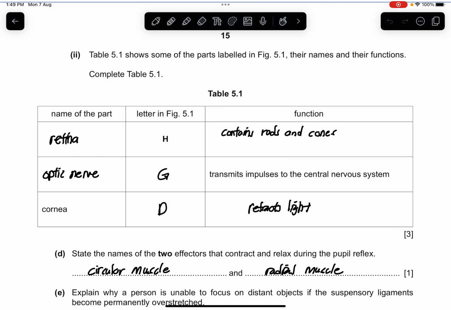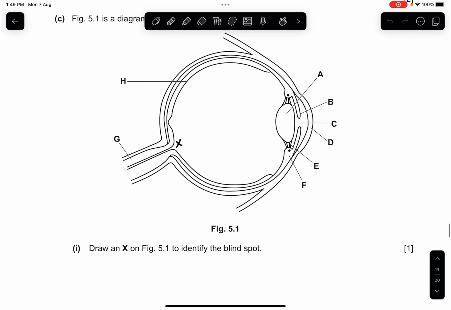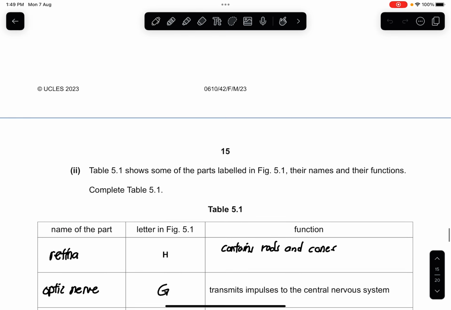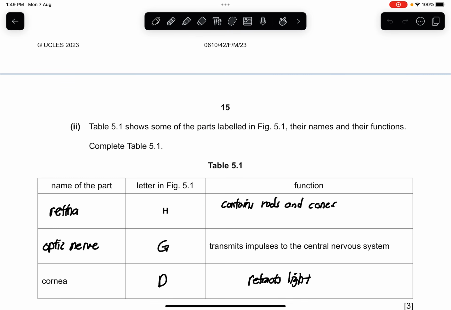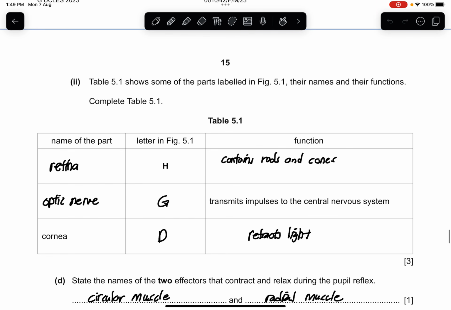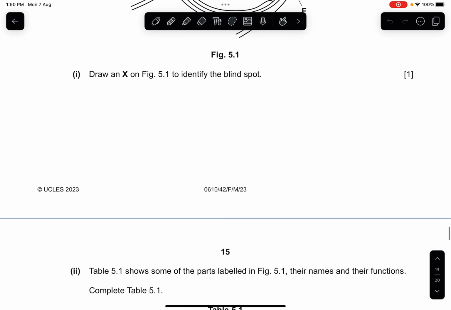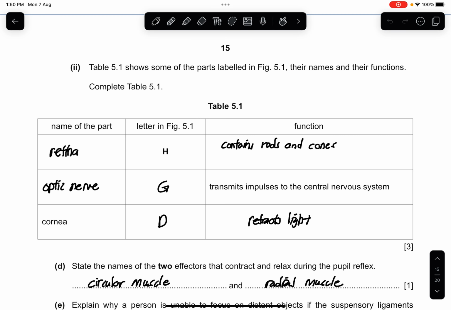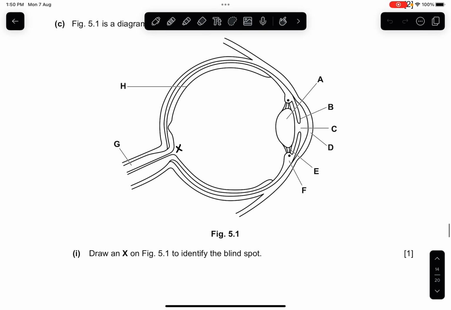So they ask you to basically fill in the blanks again. So each row is 1 mark. Okay, name of the part. They say the letter is H. H is pointing to the retina, and the function is containing light sensitive rods and cones. Then the function for this is to transmit impulses to the central nervous system. This will be the optic nerve, which is G. So that's the answer. And cornea is D.